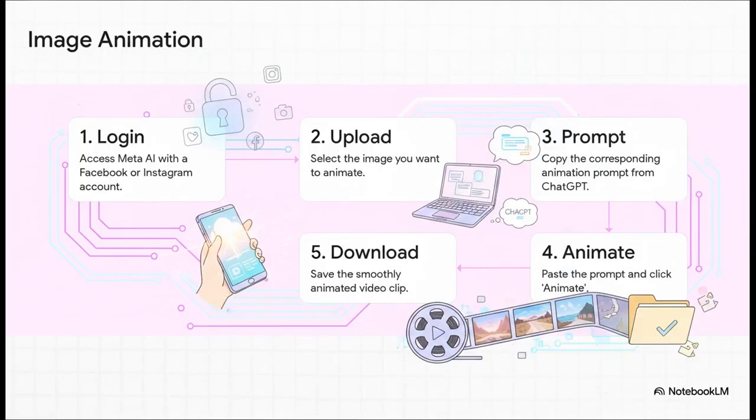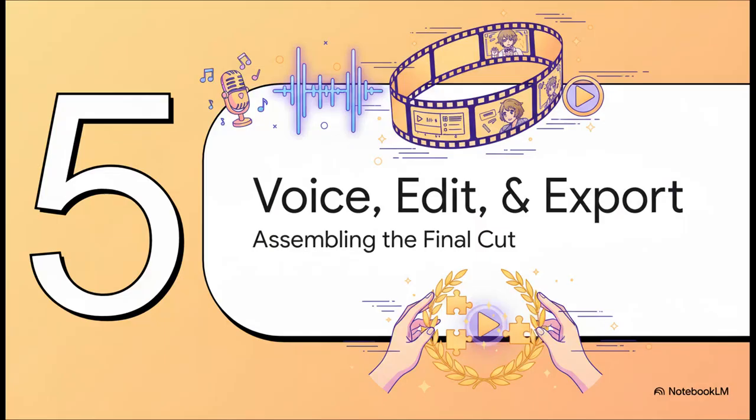So remember those extra animation prompts ChatGPT gave us? This is where they come in handy. You just upload your image to Meta AI, paste in the prompt, something simple like pan left or zoom in slowly, and boom, you get a short, smoothly animated video. Just do this for all your pictures, and all of a sudden, you've got a whole library of custom video clips ready to go.